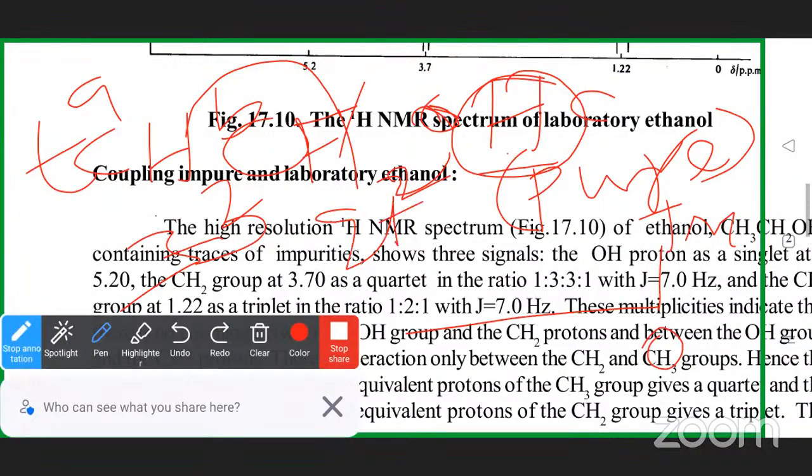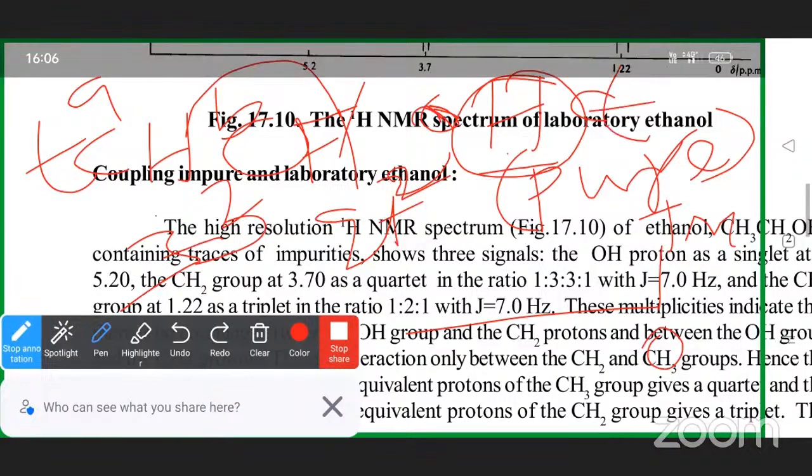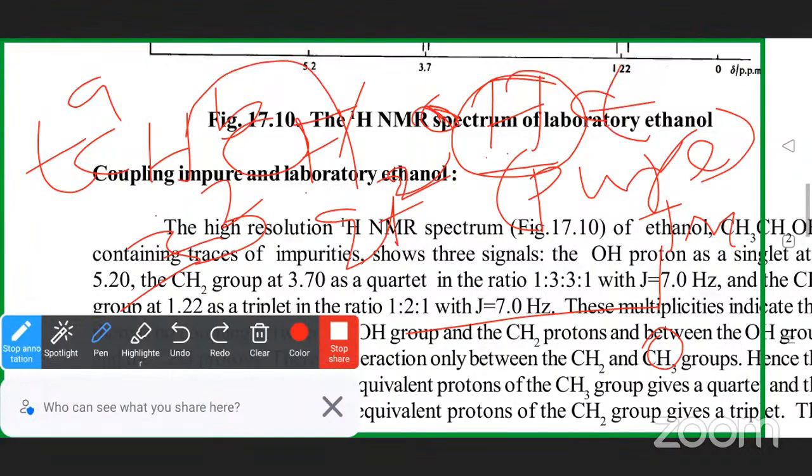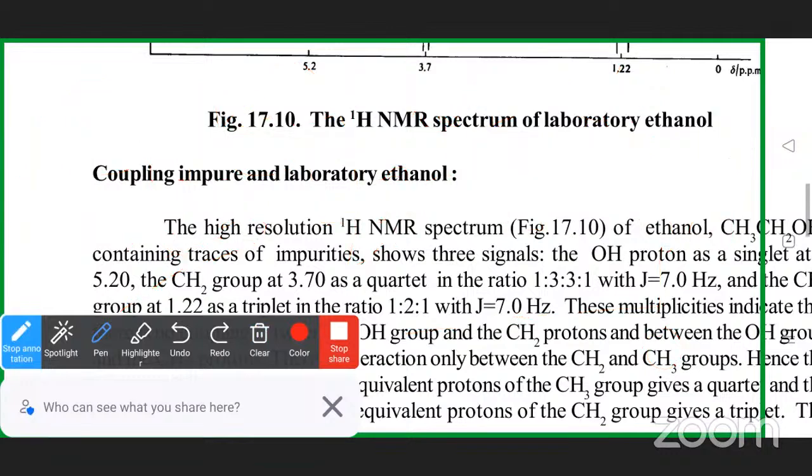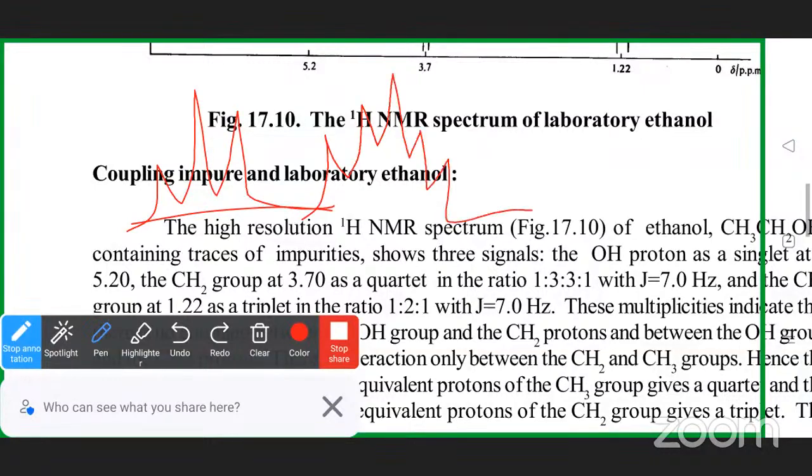And for this OH proton, you will get a triplet because there are two adjacent protons. So you will get a triplet. So triplet, quintet, and triplet. This is the H1 NMR spectrum, where there is a triplet, a quintet here, and again a triplet.